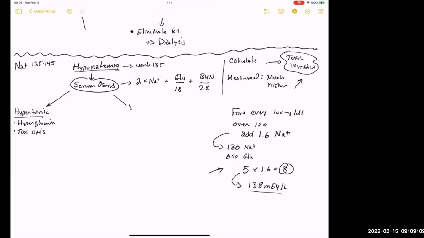Now, if they are hypotonic, all right, so they're measured osmolality is low, the osmolality is low, then you think hypotonic. All right. And typically what these patients need is fluid. All right. Good old normal saline, for example, is fine for most of these patients.